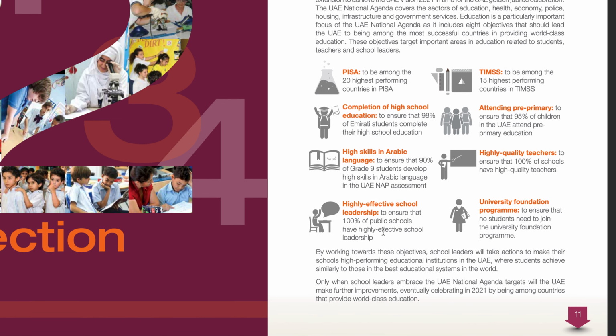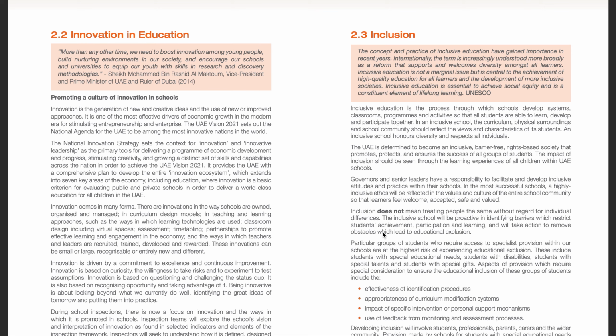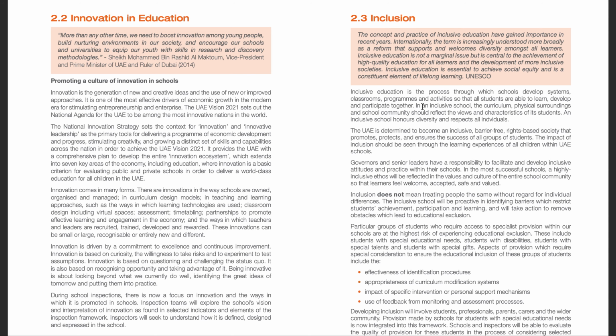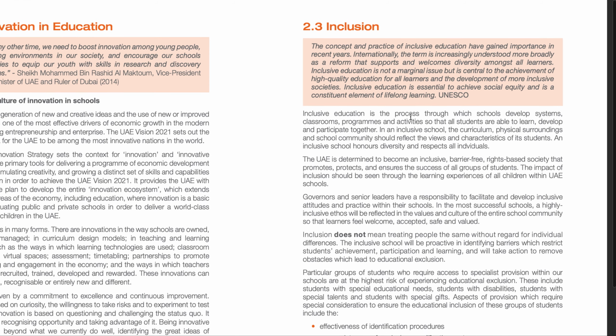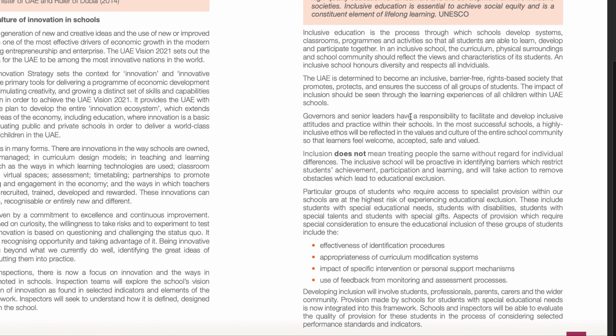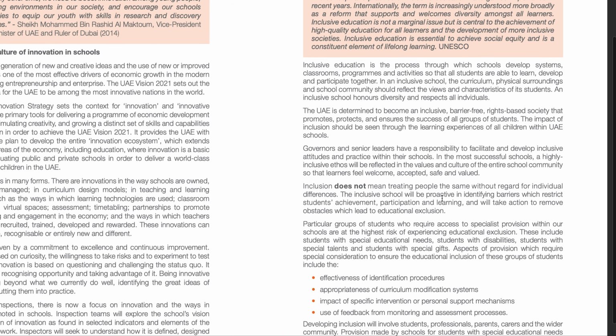Then the second point here is innovation in education, why innovation is important, and why promoting the culture of innovation in schools is important. It is highlighted in section 2.2. Inclusion is an essential pillar of this inspection, including all the students in a barrier-free, rights-based society. This is very important, and it is highlighted in section 2.3, which is inclusion. It highlights the effectiveness of identification processes for students of determination, how we can modify an appropriate curriculum or curricular systems, the impact of specific intervention and personal support mechanisms, and the use of feedback for monitoring the assessment processes.